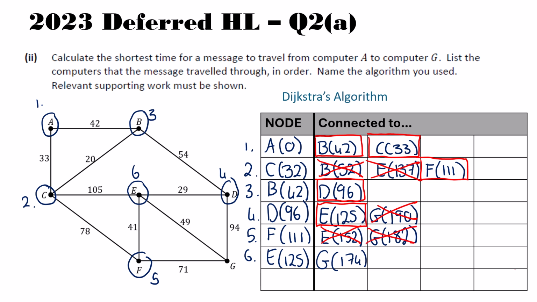Now we have a duplicate, we get rid of that, and we lock in our G. This is going to give me 7. G is 174, and we're now locked in. So that is our final answer for our G.